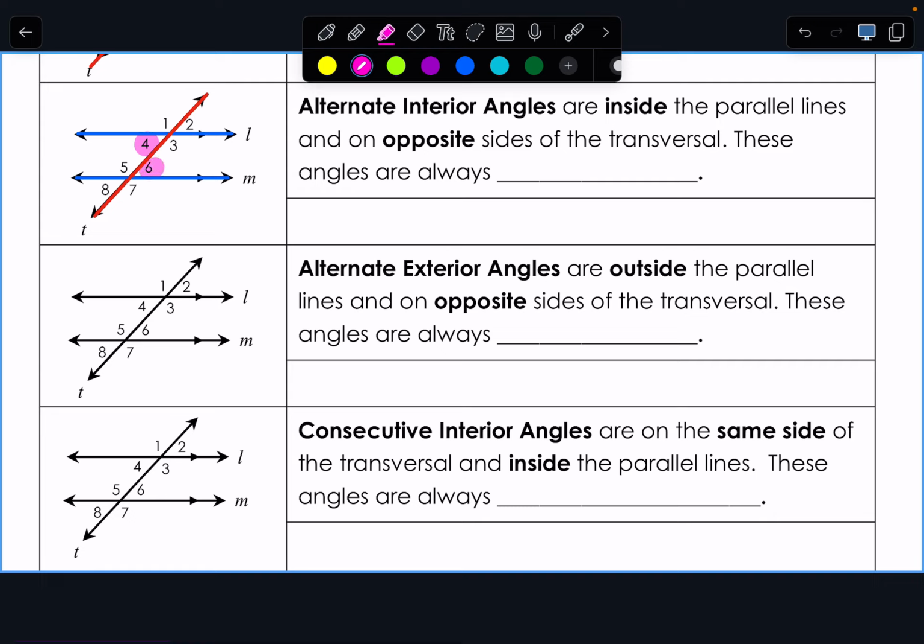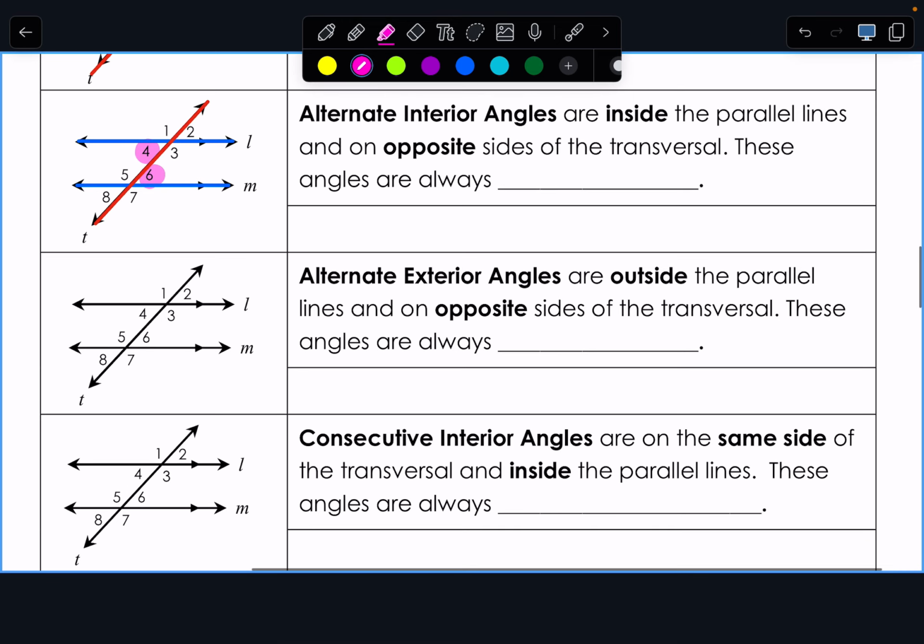We've got to go to the other group. So 3 is adjacent, and we're not talking about 3. But on the other side of the transversal, still inside, is 6. 4 and 6 are alternate interior angles. Okay. There's one other pair of alternate interior angles. What would we name them? 3 and 5. Okay.